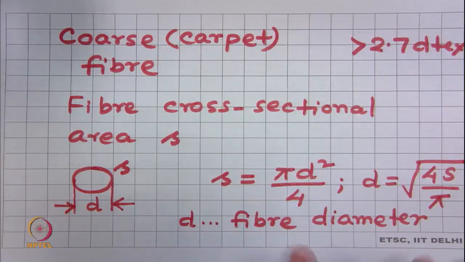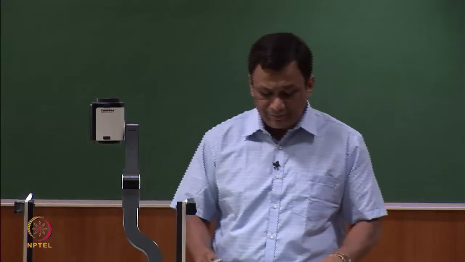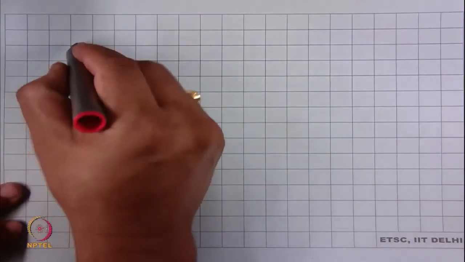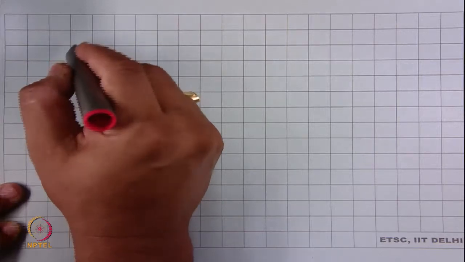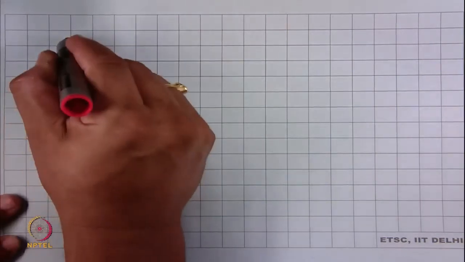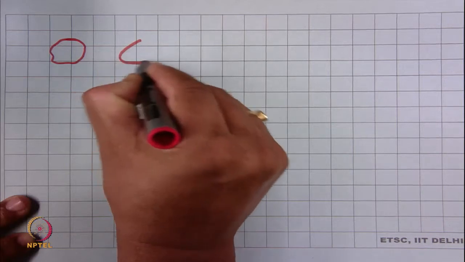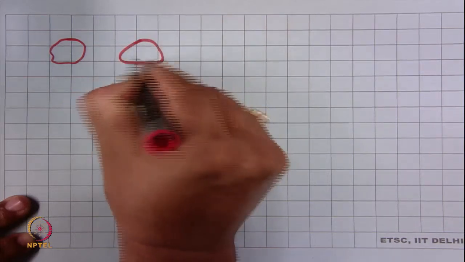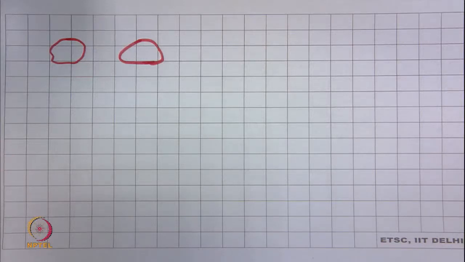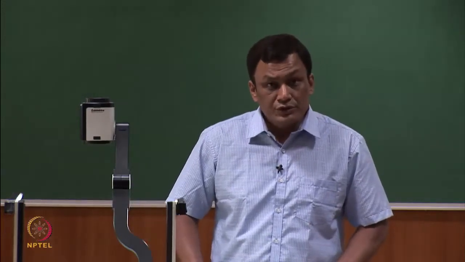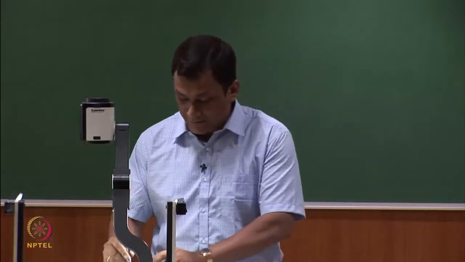As I told you, practically there can be many fibers which do not have circular cross section. Suppose a fiber may have non-circular cross section, or say a fiber may have this type of cross section. How do you find out diameter? For such an object, we introduce a term called equivalent diameter.